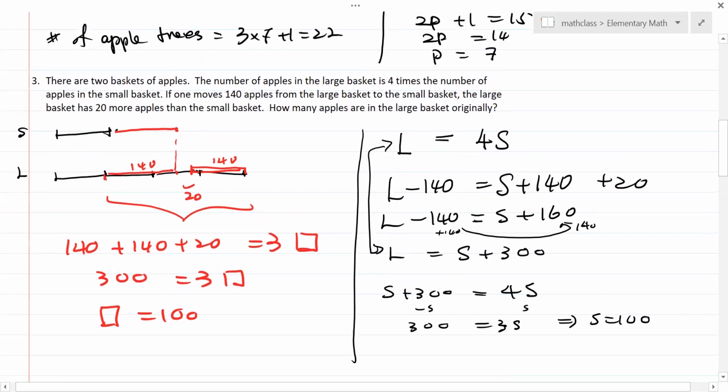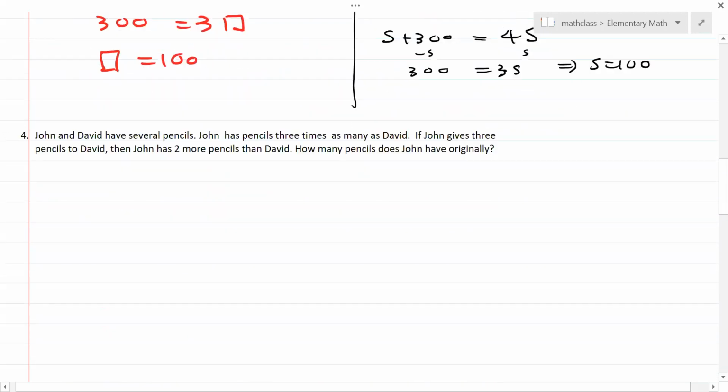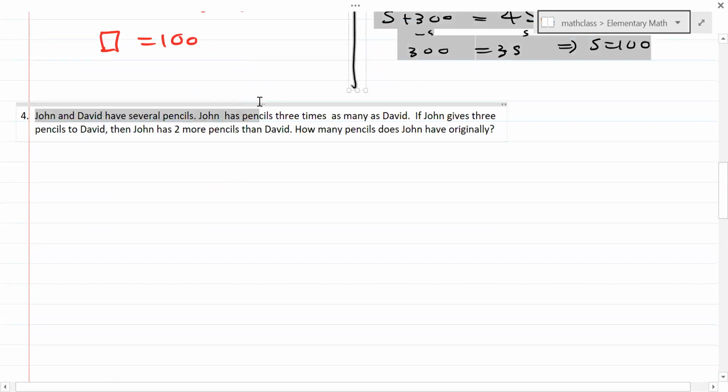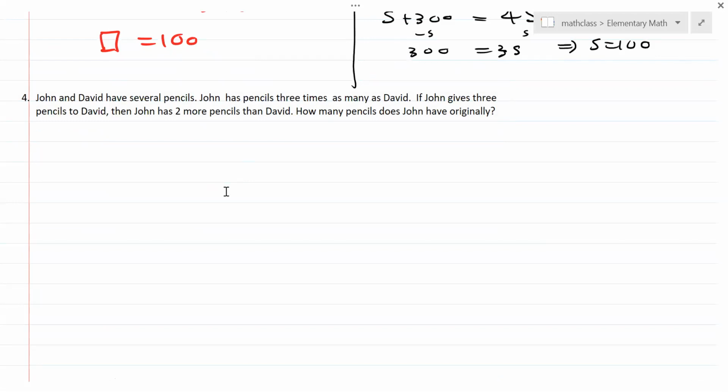But that's what we can do. So let's look at the next problem. The next problem is about pencils. John and David have several pencils. John has pencils 3 times as many as David. If John gives 3 pencils to David, then John has 2 more pencils than David. How many pencils does John have originally?